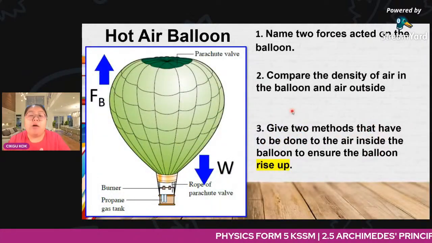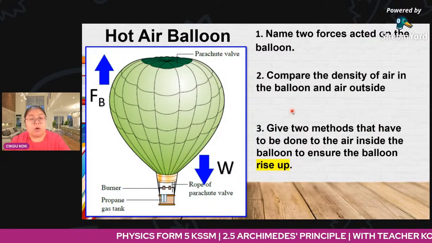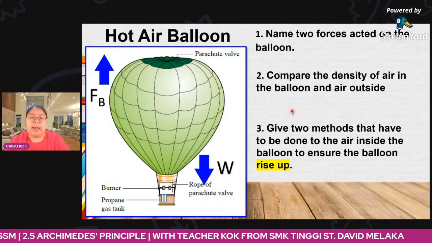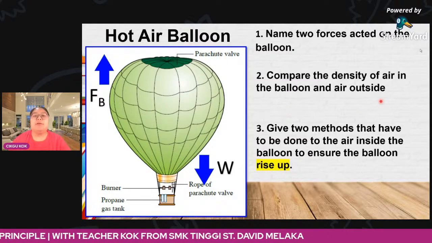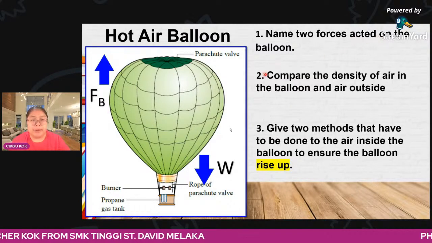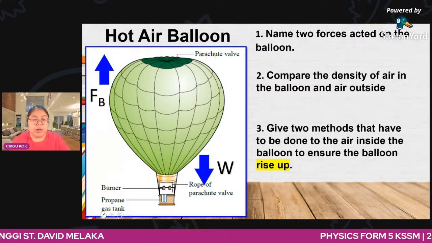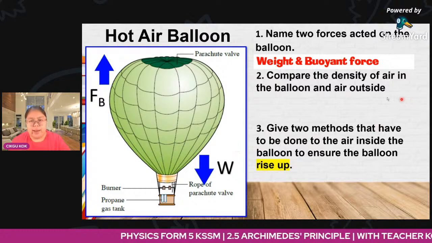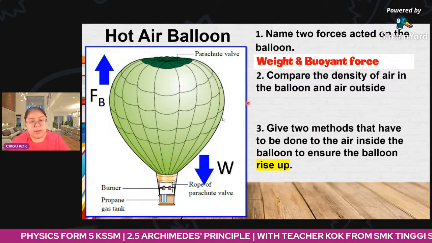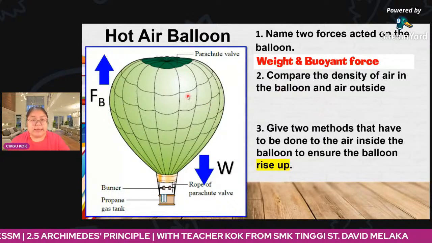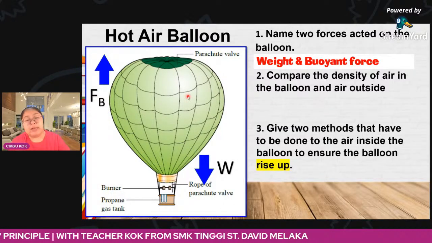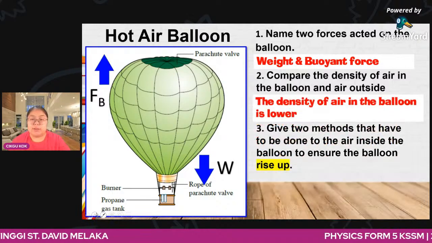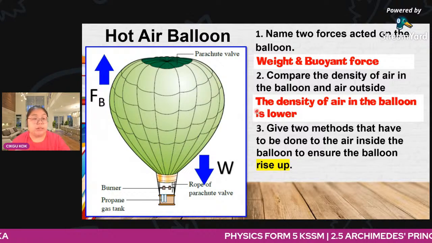Okay, number three is a hot air balloon. The hot air balloon is also the Archimedes principle, but this one is not related to water, but to air. We can still say it is a fluid. So from here we have two forces acting on the balloon. Everybody knows, sure, one is the buoyant force, and the other is the weight. Compare the density of the air in the balloon and the air outside. When the balloon goes up, normally the density inside must be low and outside is denser. That's why the hot air balloon can be lifted up. So the answer is the density of the air in the balloon is lower.